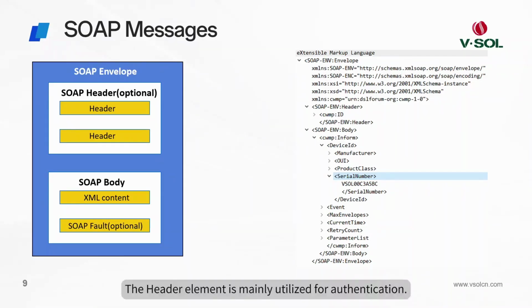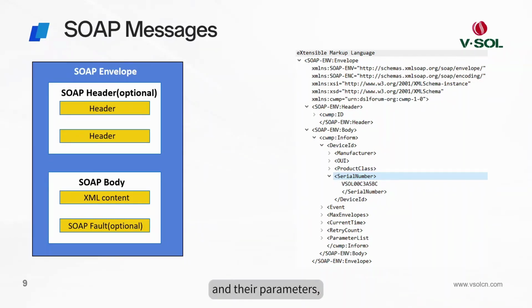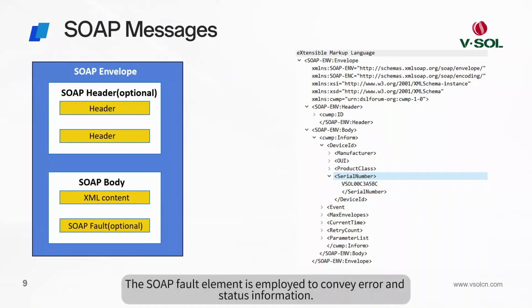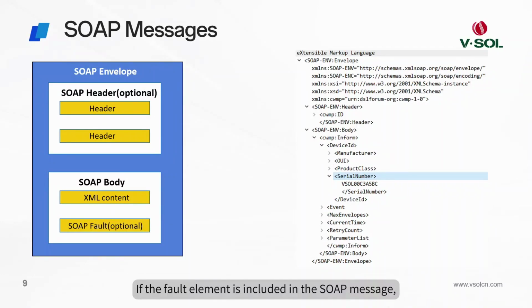The header element is mainly utilized for authentication. The body element in a SOAP message mainly comprises the methods of remote procedure calls and their parameters, as well as the data required by the target application. The SOAP fault element is employed to convey error and status information. If the fault element is included in the SOAP message, it must emerge as a child element of the body.